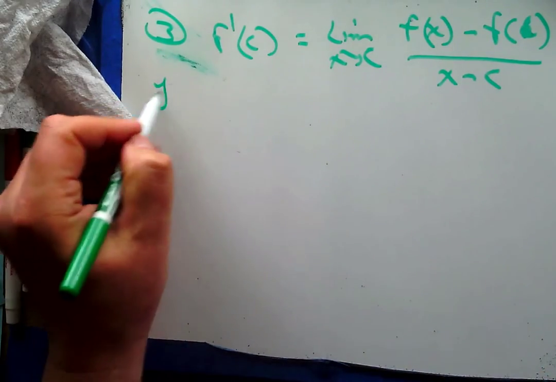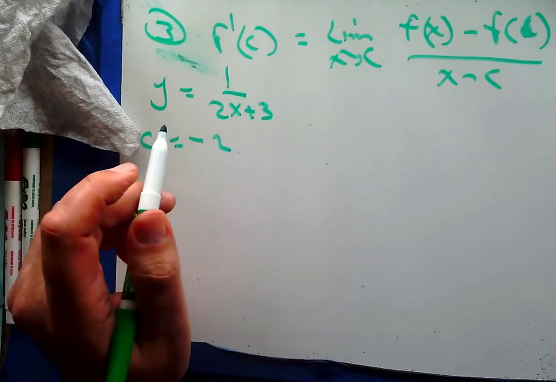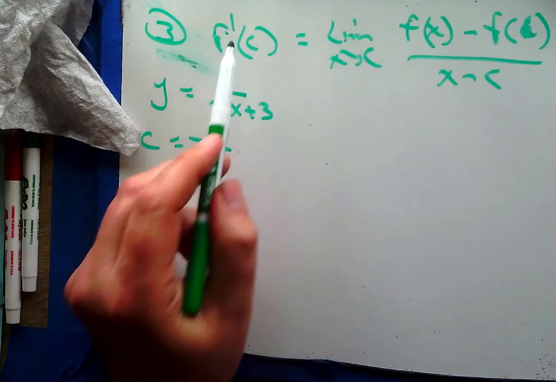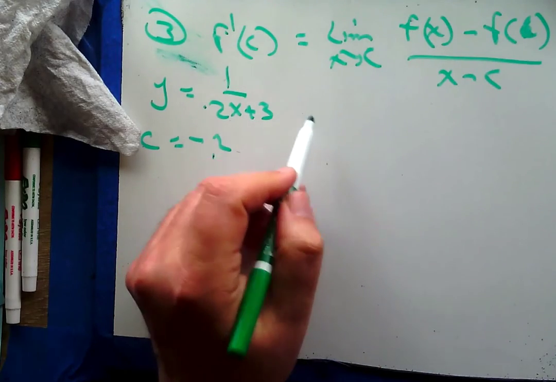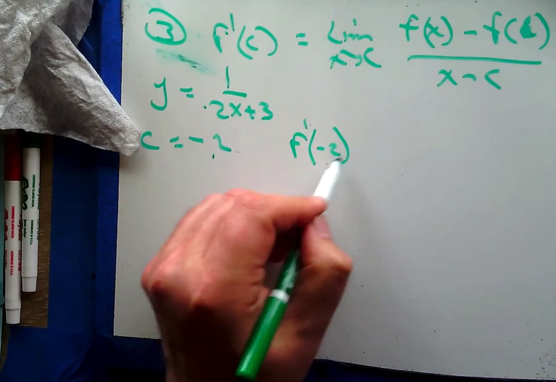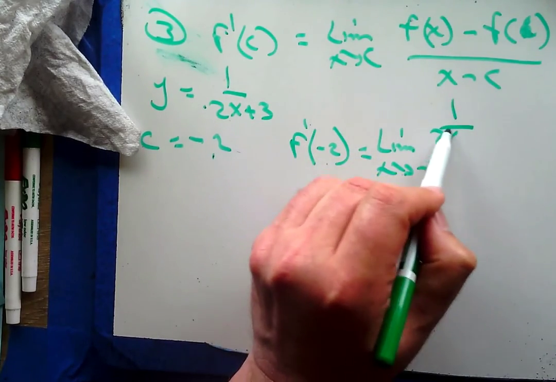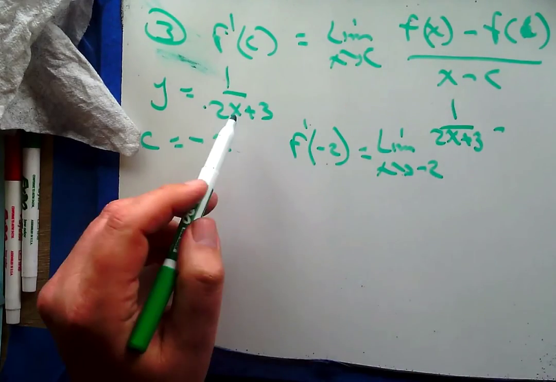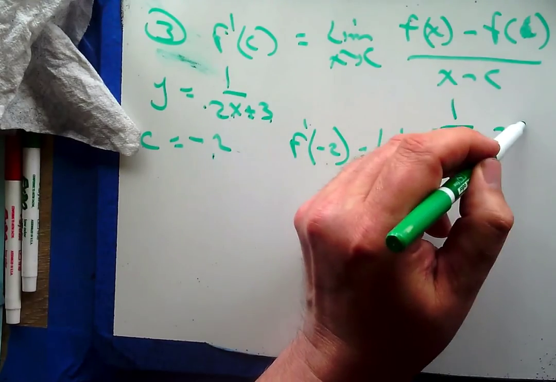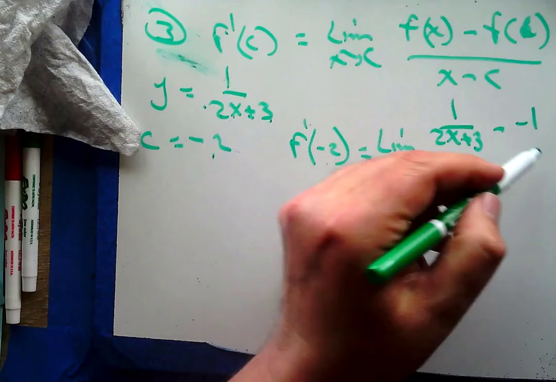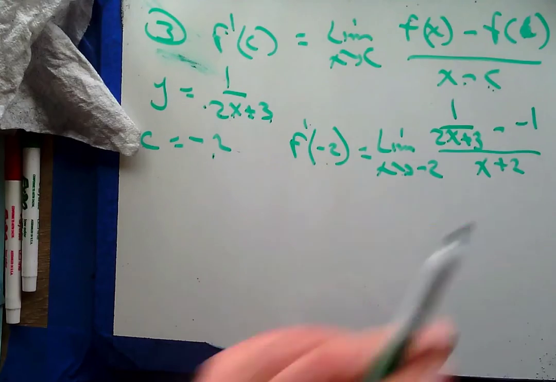Our function is y equals 1 over 2x plus 3, and our c value is -2. So I'm looking for the slope at this point on this function, and to find that, we need to use this limit definition. So f prime of -2 equals the limit as x approaches -2 of f of x minus f of -2. -2 plus 3 is -1. 1 over -1 is -1. Okay? All over x plus 2, because minus c minus is plus.